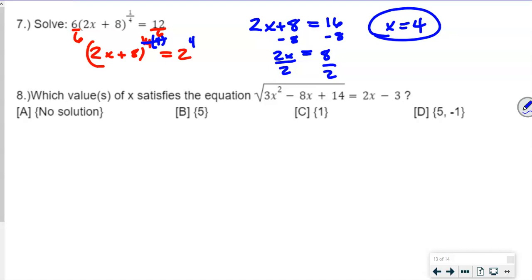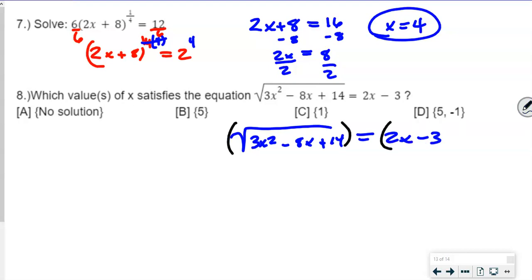All right, so for this next one, it says which values of x satisfy the equation, okay? So let's go ahead and solve this algebraically. So I'm going to put 3x squared minus 8x plus 14 is equal to 2x minus 3. So I'm going to square both sides first, okay? We'll talk to you all about some other ways of doing this in just a second. So this is going to give me 3x squared minus 8x plus 14 equals, we're going to square this, use the box if you have to. That would be 4x squared. 2x times negative 3x is negative 6x times 2 is negative 12x. And then negative 3 times negative 3 is 9.